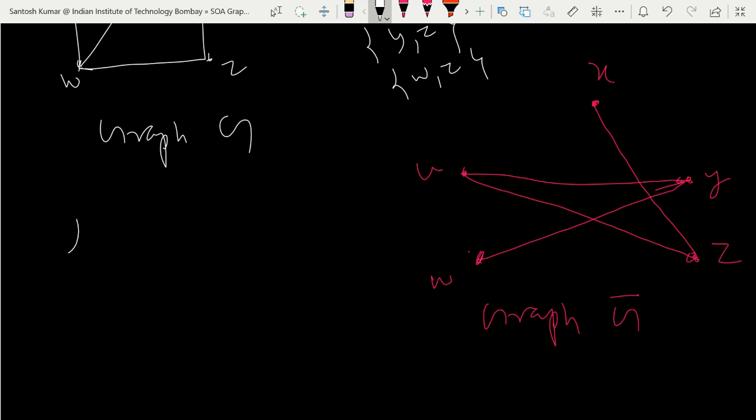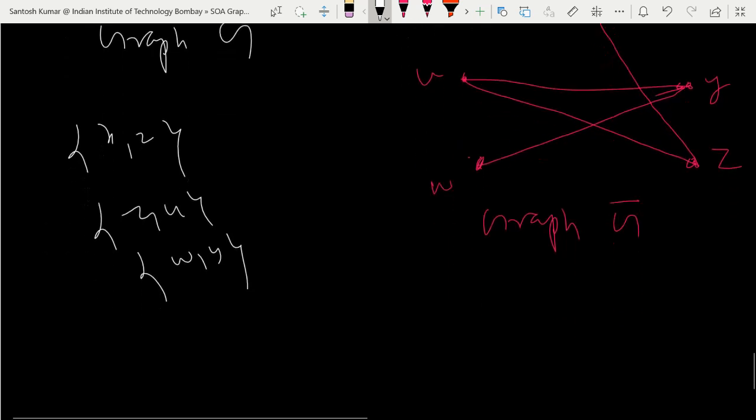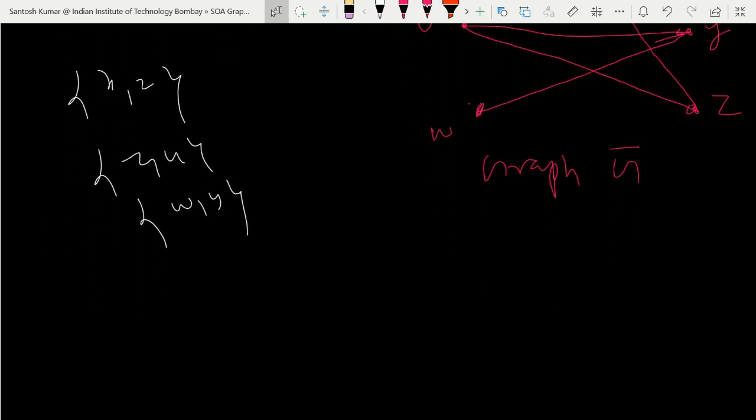So are there any cliques of size 3 in the G complement? No, sir. So only size 2 you can make. Like you can write XZ, ZU, WY, pairwise. I mean, cliques of size 2 you can write.